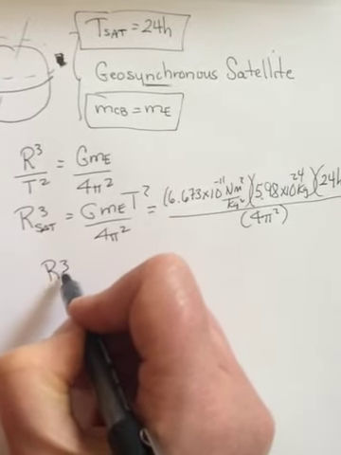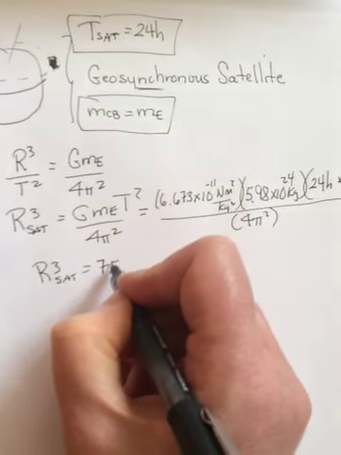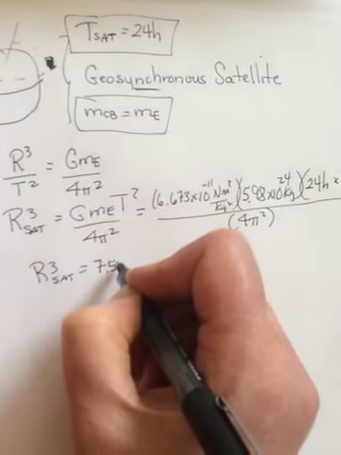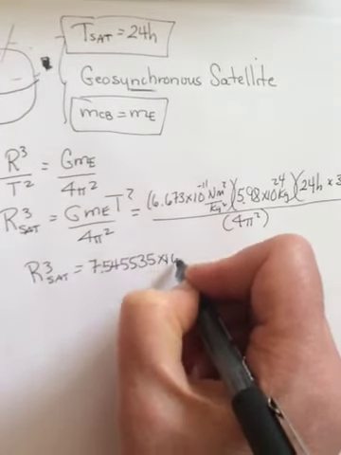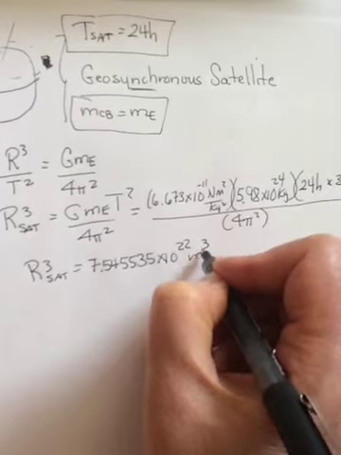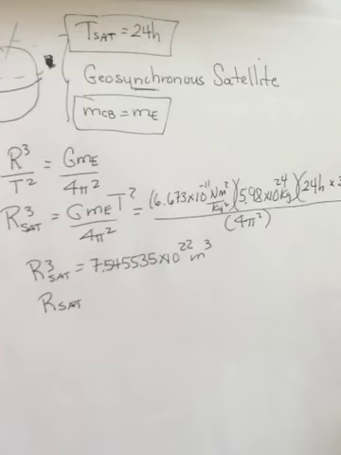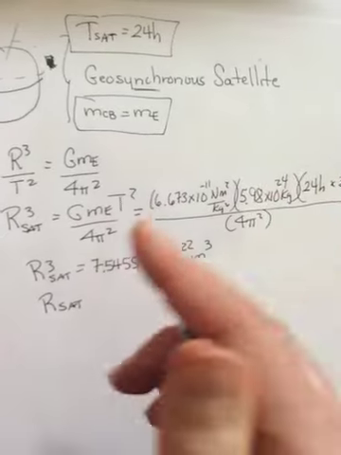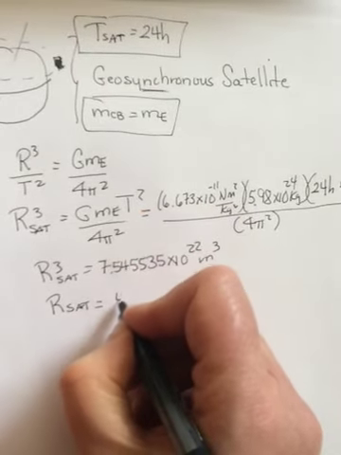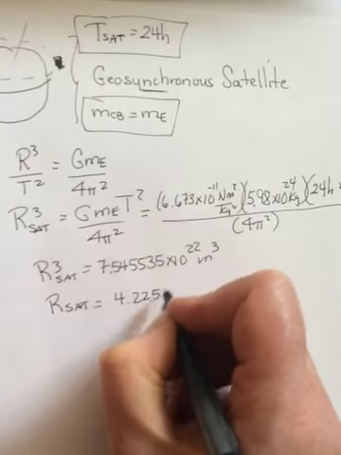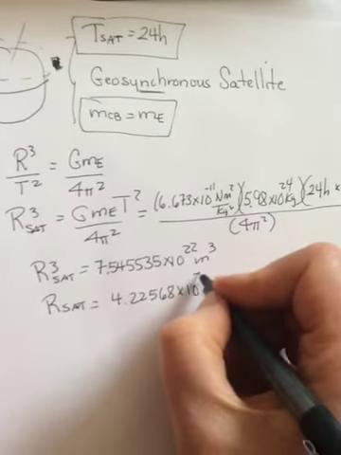What you're going to get out is going to be r cubed. And if you've typed it in correctly, which is usually the challenge in this unit, you get 7.545535 times 10 to the 22 meters cubed, and now you need to take the cube root. And when you do, put it in scientific notation, you get 4.22568 times 10 to the 7th meters.